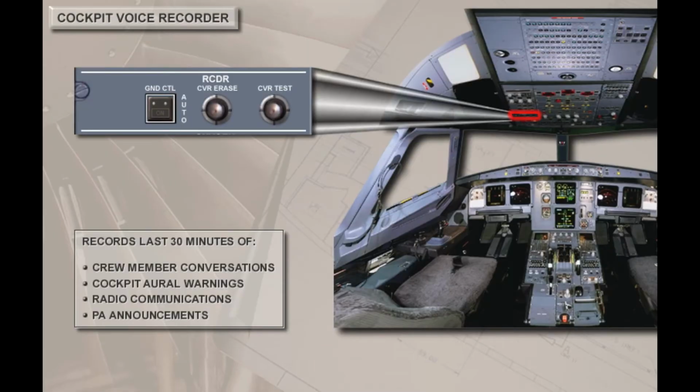The Cockpit Voice Recorder, or CVR, records all crew member conversations, all cockpit oral warnings, and all radio communications. Passenger address system announcements are recorded if the PA reception knob on the 3rd audio control panel is selected to the on position. Only the last 30 minutes of recorded information is retained. The CVR controls are located on the left side of the overhead panel.